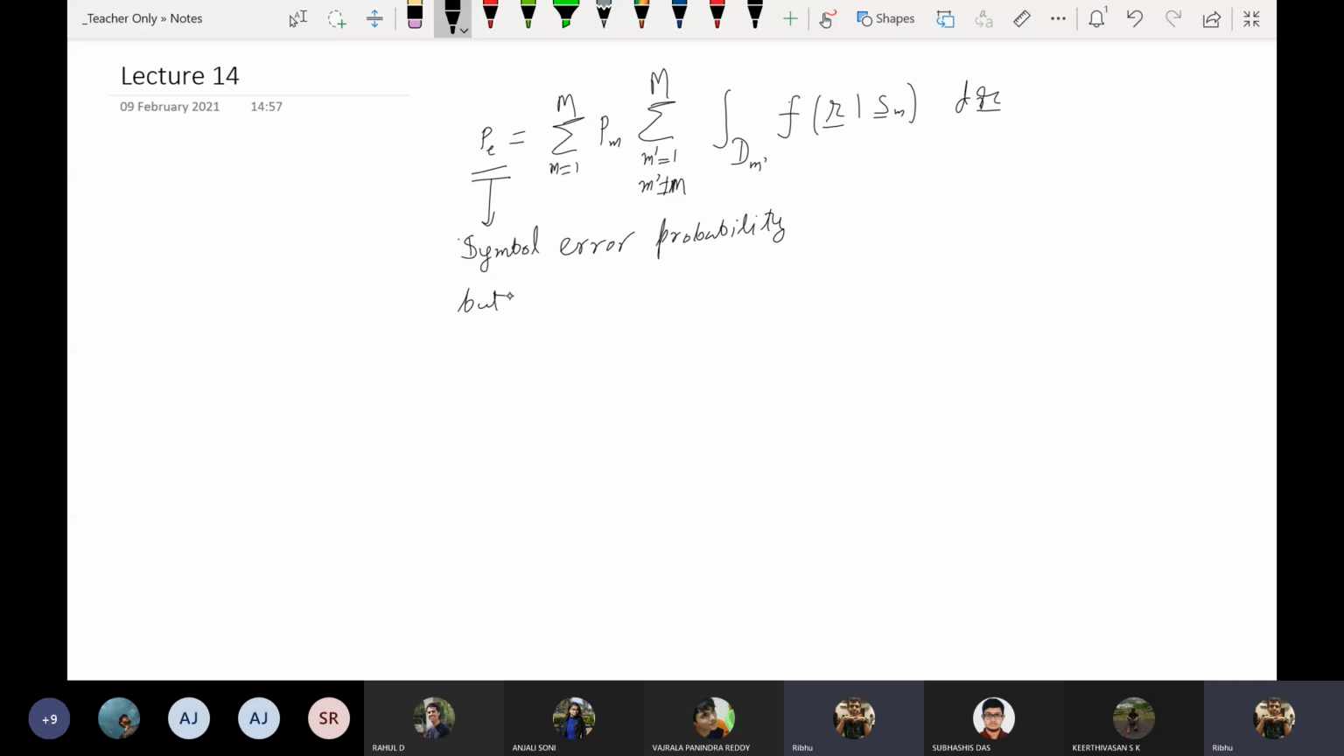But since each symbol can contain k bits, not all bits are in error.